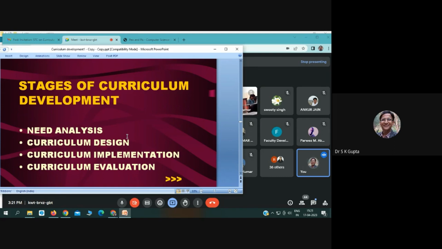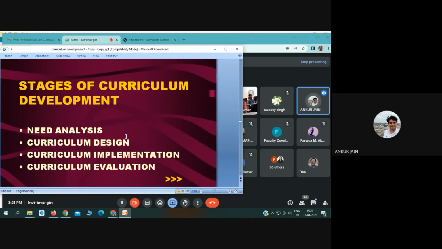What is this need analysis stage? Yes, Mr. Ankur Jain or Madam Switi Singh. Any idea?